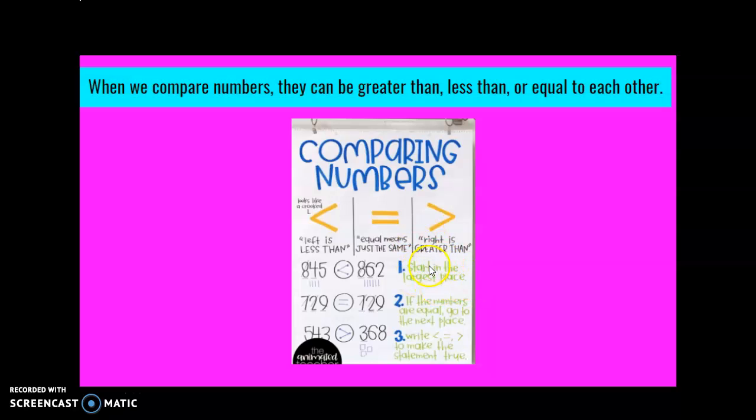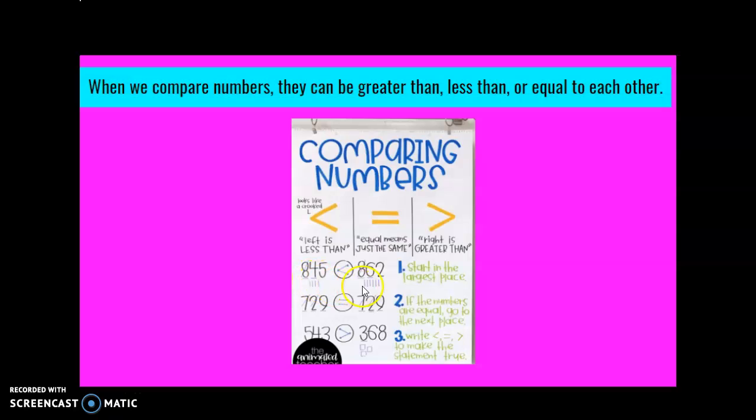So here are the steps that we have to take when we're comparing two numbers. You see here we have two examples, the numbers 845 and 862. Our first step, we're going to start with the largest place. In these numbers, my largest place value is the hundreds place. So I'm going to start in the largest place value, which is the eights on both of my numbers. Now, step two, if my numbers are equal, then I'm going to go to the next place. Well, in my hundreds place on both numbers, I have an 8, which means they are equal. So I'm going to move to my next place, which is the tens.